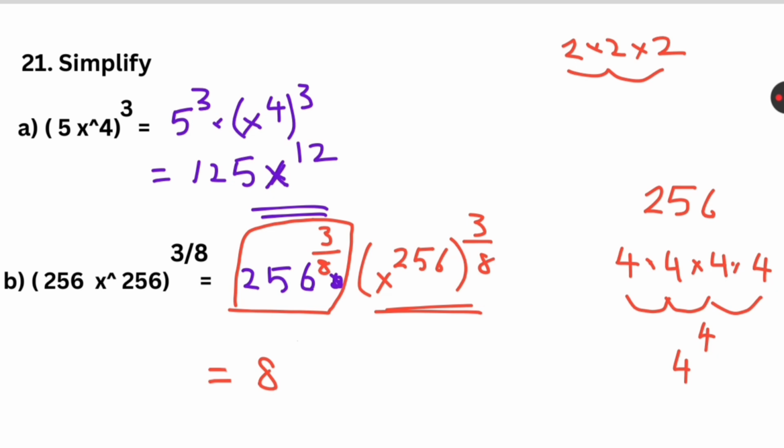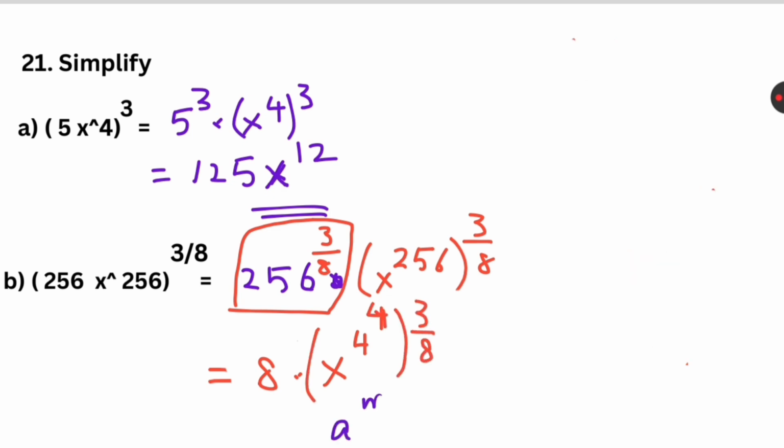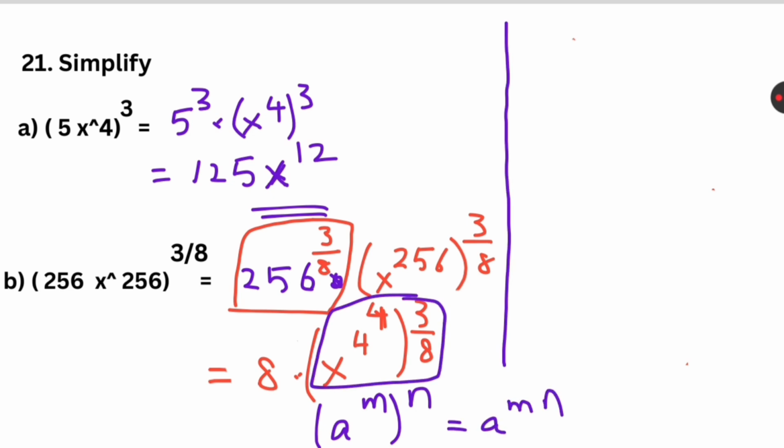x raised to the power of 256 whole raised to the power of 3 over 8. What we know? We know 256 we can write as 4 raised to the power of 4. So let's write here 4 raised to the power of 4 whole raised to the power of 3 over 8. It is in the form of a raised to the power of m whole raised to the power of n. The formula is a raised to the power of mn. So this part we are going to simplify. Here a is x, m is 4 raised to the power of 4, n is 3 over 8.